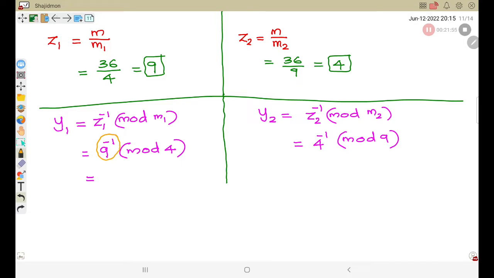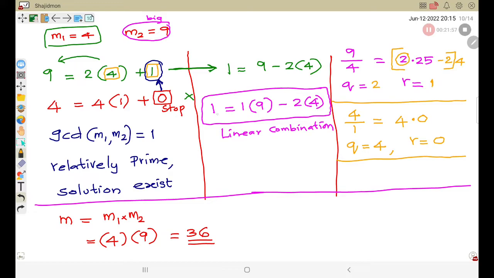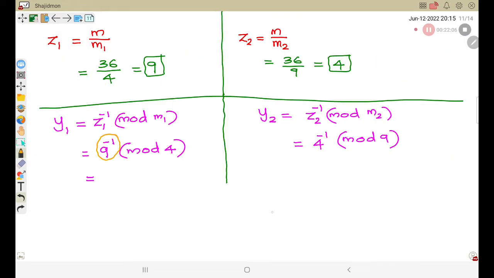For that we just see the linear combination step. What is the linear combination step? 1 equals 1 multiply 9 minus 2 multiply 4. This step, the linear combination step, okay? I will write it here and tell you. 1 equals 1 multiply 9 minus 2 multiply 4. This was the linear combination step, correct?